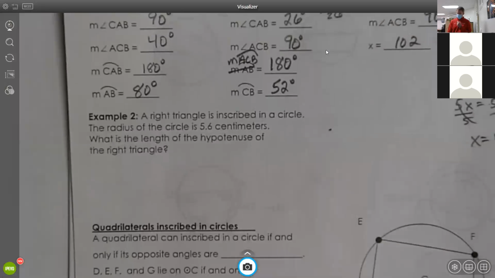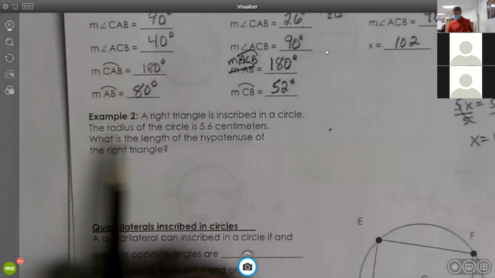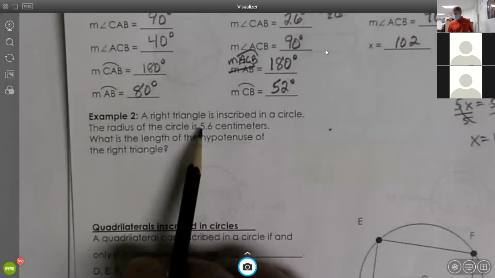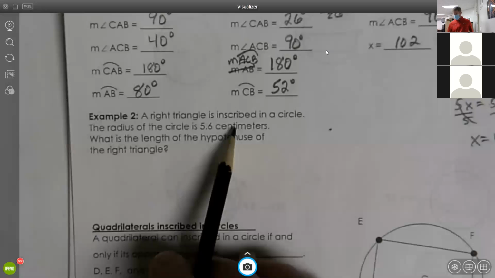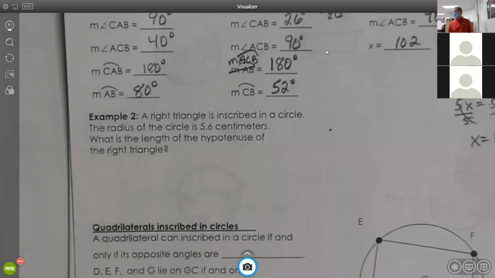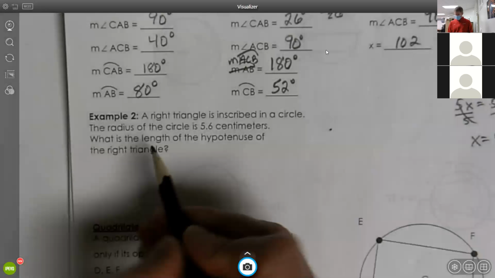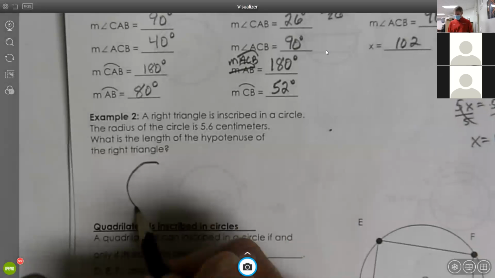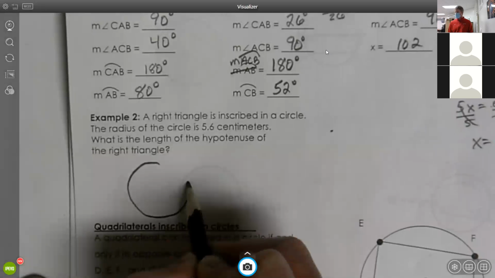A right triangle is inscribed in a circle. The radius of the circle is 7.6 centimeters. What is the length of the hypotenuse? I have no idea. How could I know? It seems like there's an infinite number of options.